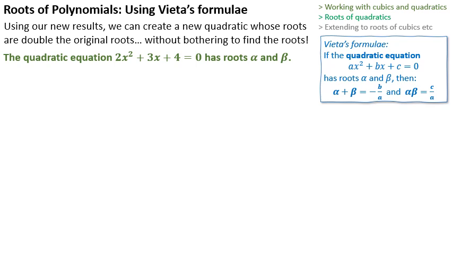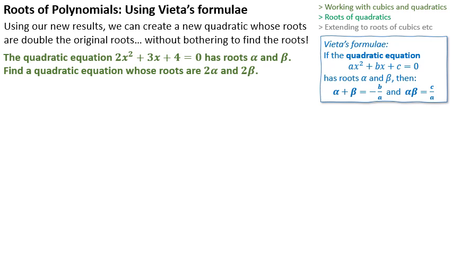And even if it wasn't, this process would still be worthwhile because we'll be able to apply a very, very similar one to cubics and quartics and so on, where finding the roots is by no means as simple as for this particular case. We start like this. We're looking for a quadratic equation whose roots are double the original quadratic equation's roots. So I'm going to write them like this. We have 2 alpha and 2 beta.